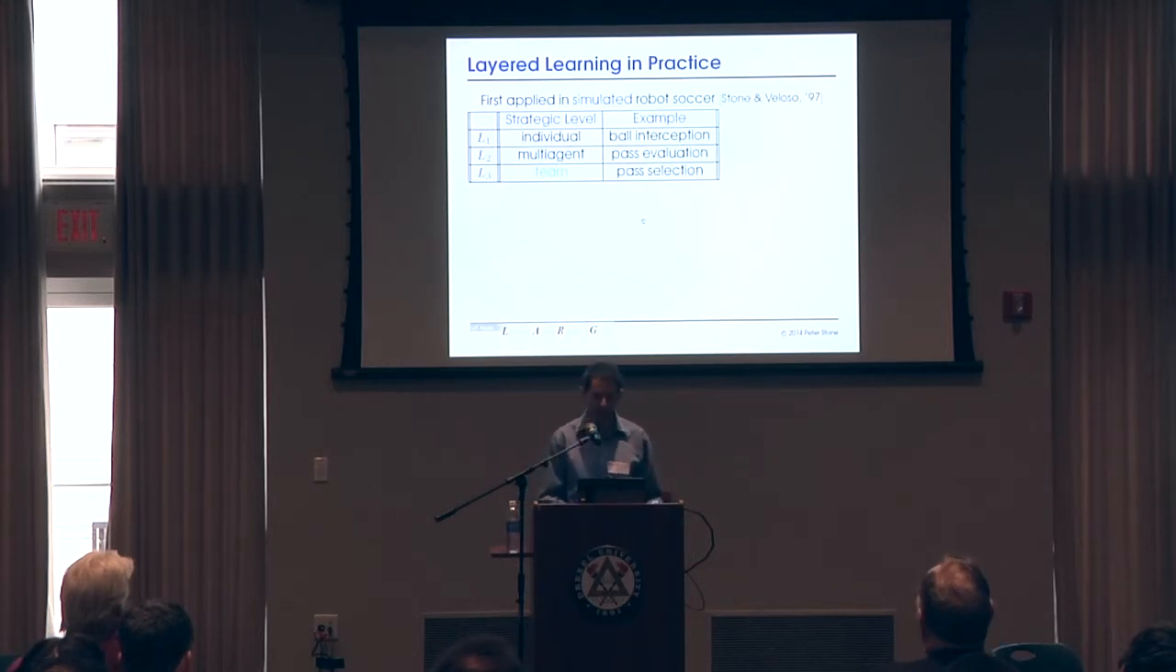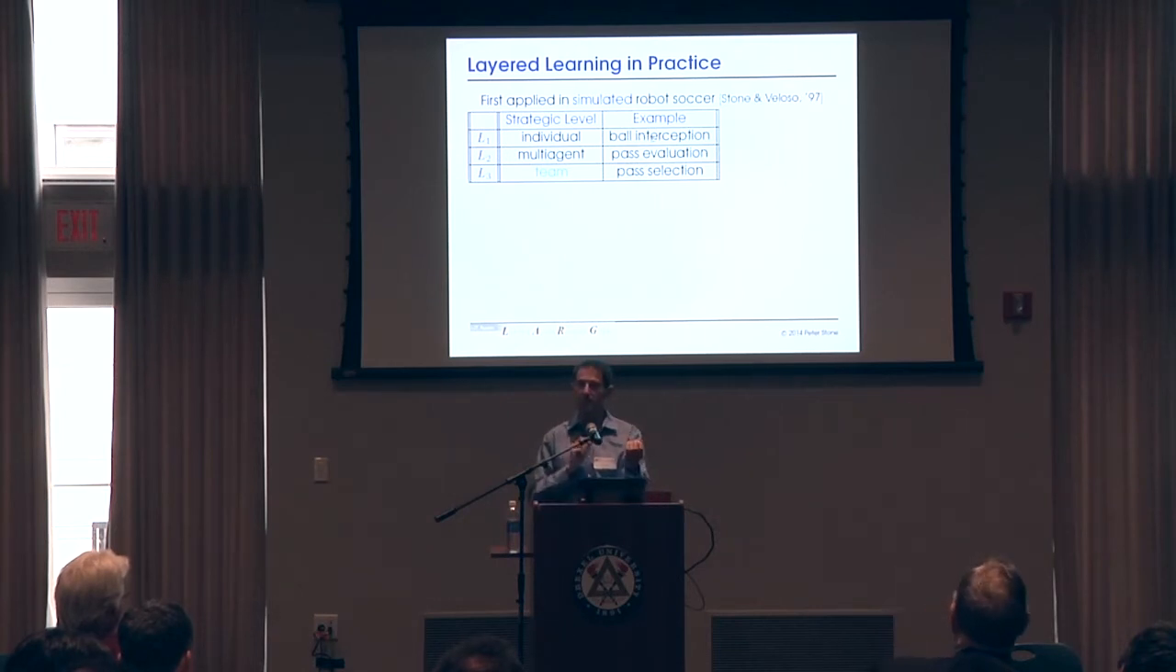I'm skipping a lot of the details, but I'll say that in the simulation league of RoboCup, we used layered learning to create different learned layers. Ball interception: teaching a robot to intercept a ball using a neural network. Pass evaluation: if I pass to a teammate, will they likely receive it or not? We used a decision tree to train that. And then we had to develop a new algorithm for pass selection. Where should I pass when I have the ball?